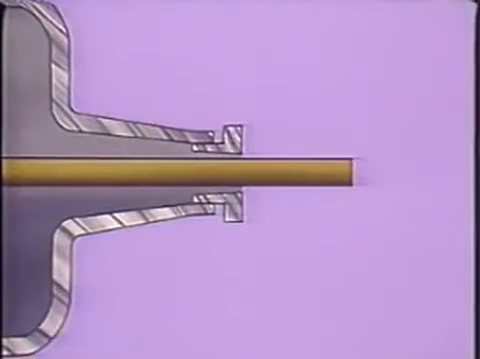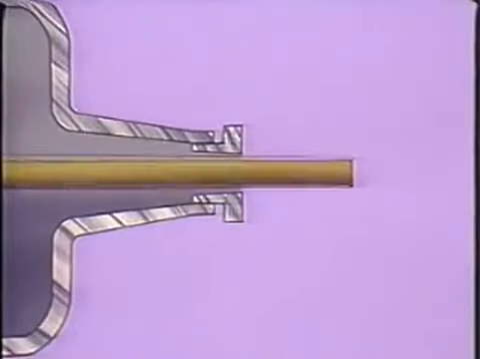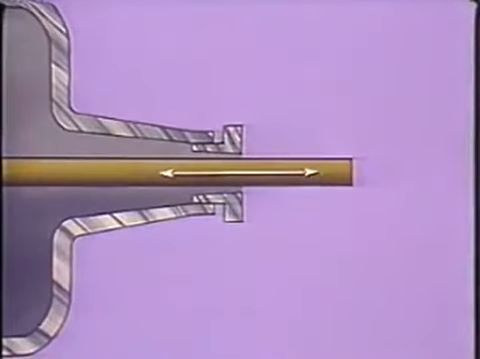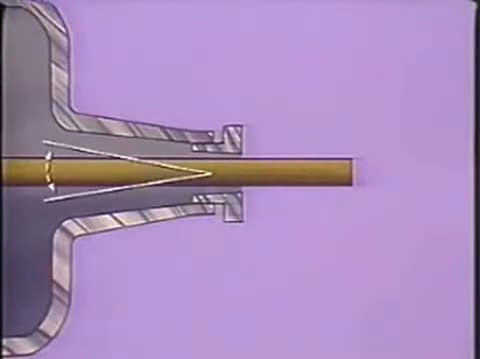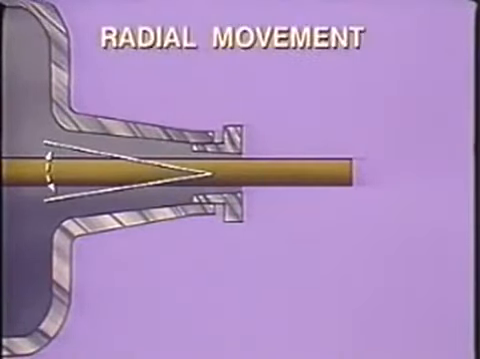Because of the various forces acting on the shaft during operation, the shaft will tend to move back and forth along the axis of rotation. It also moves up, down, and sideways. Movement along the axis of rotation is called axial movement, and movement perpendicular to the axis is called radial movement.